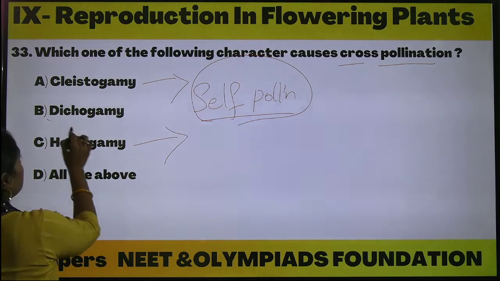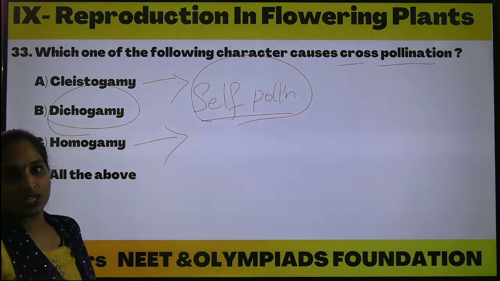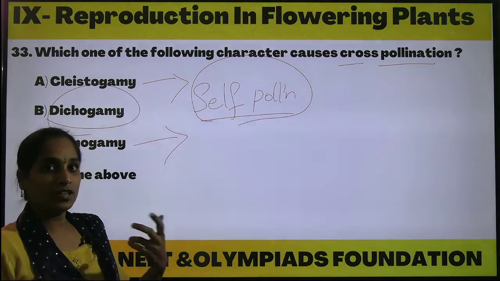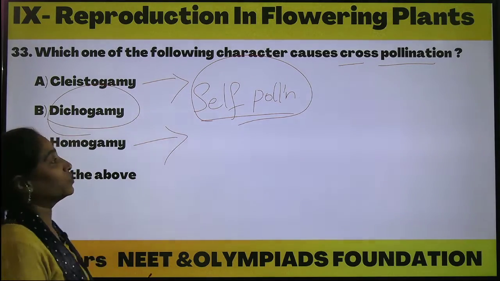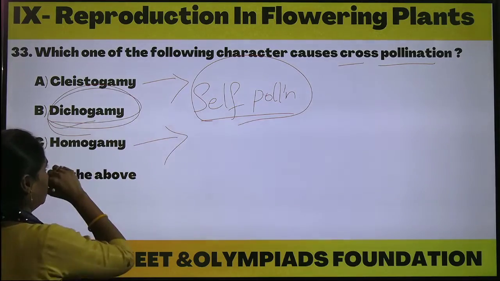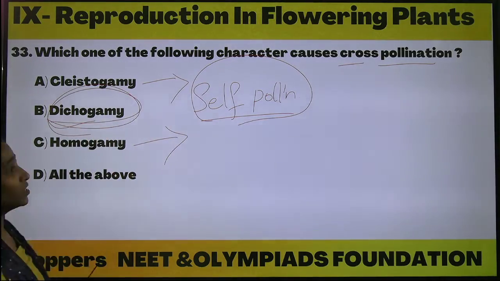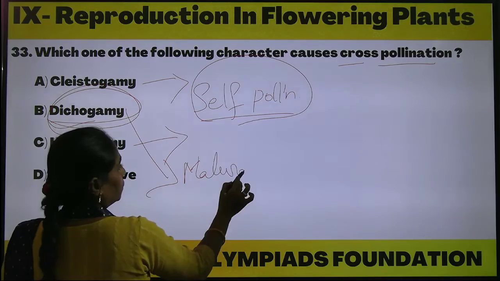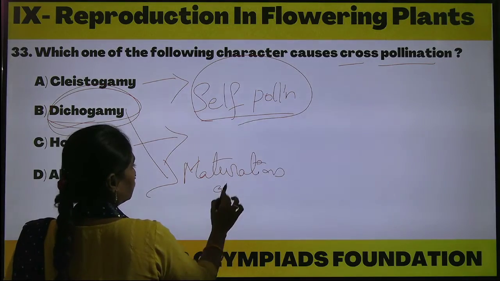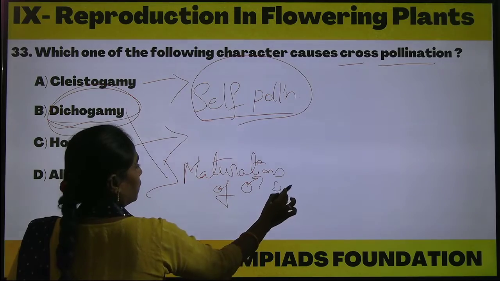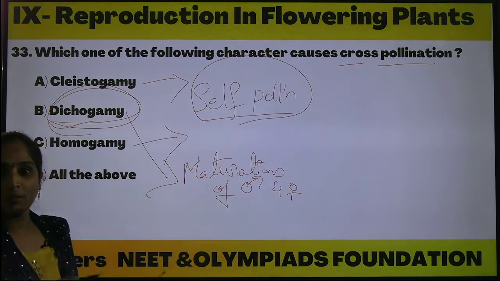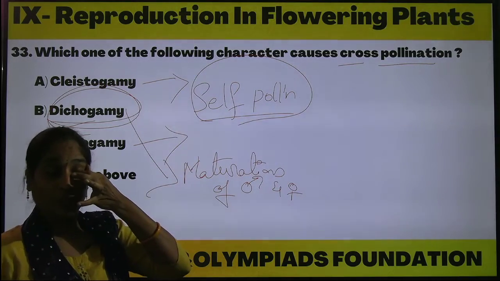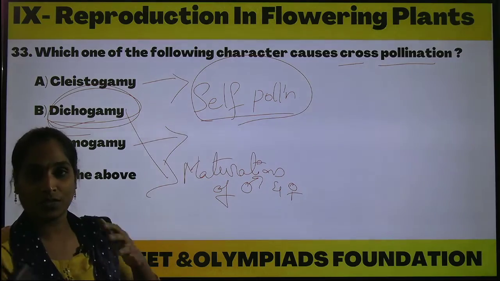The flowers might be unisexual or bisexual. Unisexual flowers at any cost undergo cross-pollination, but coming to bisexual flowers also, sometimes we can observe the dichogamy process, nothing but the time duration of maturation of male and female gametes will be completely different. If the time duration is the same, then at a time we can observe the maturation process and self-pollination occurs within the same flower.